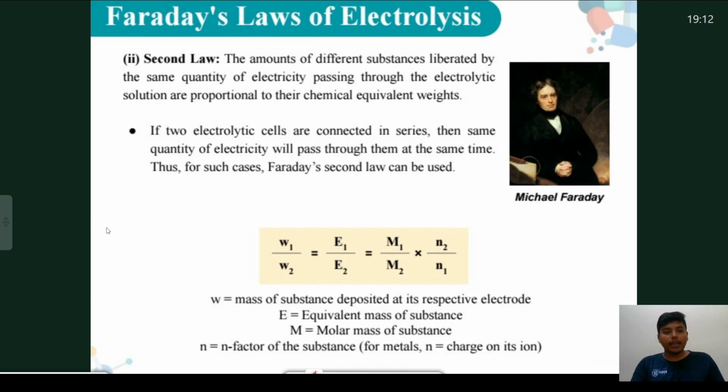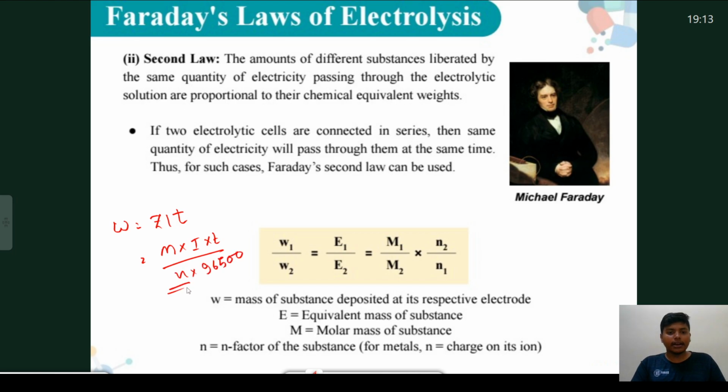Whereas how to calculate W from the first law, I told you W means mass deposited or gas evolved at the electrode. W is equal to Z into I into T, where Z is called electrochemical equivalent, I is current, T is time. Z you can write as the molecular mass of the compound you want to check, I into T, divided by n factor into Faraday, 96500.